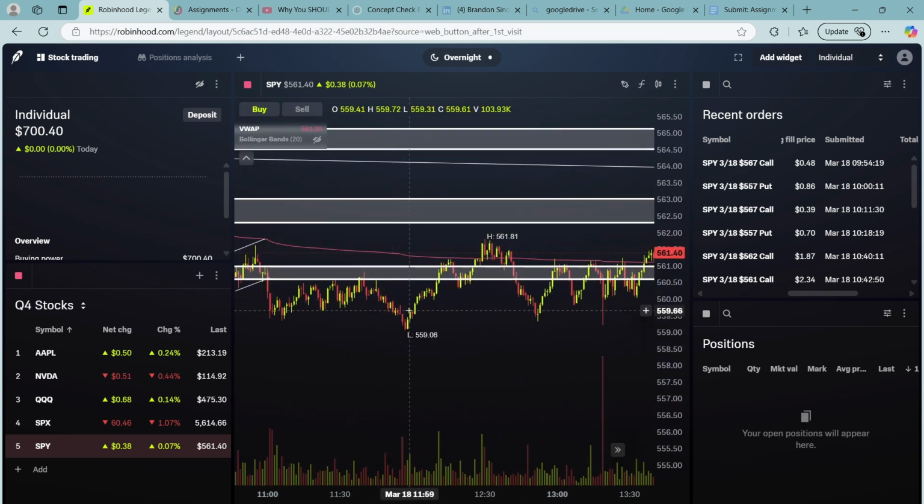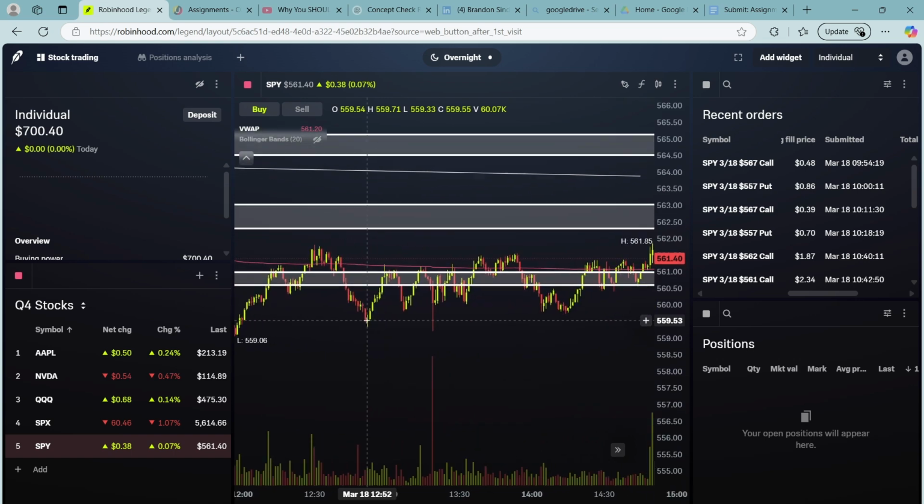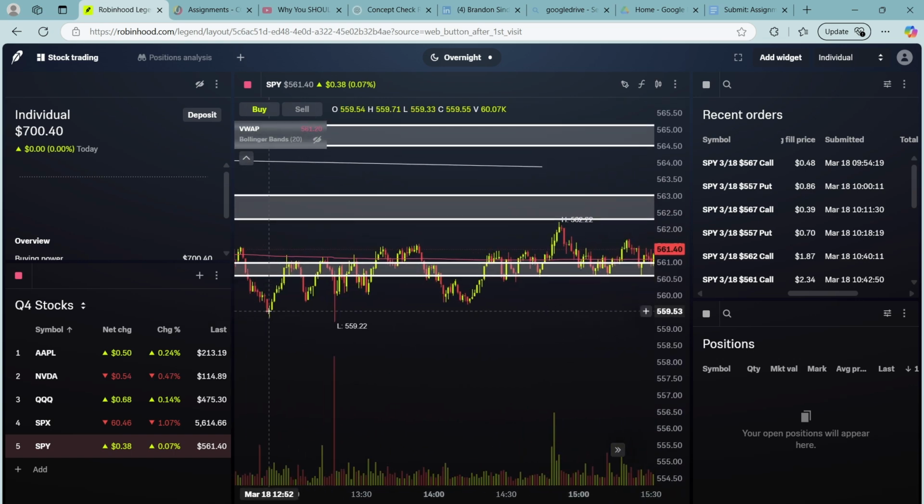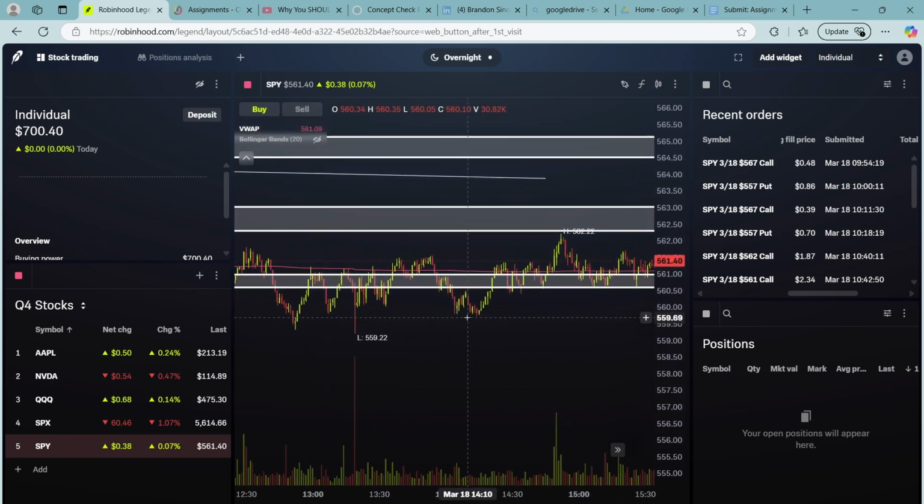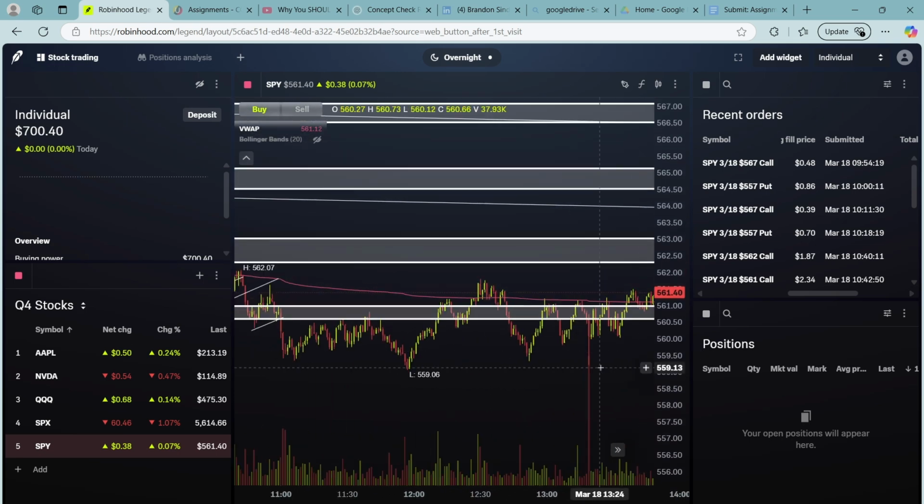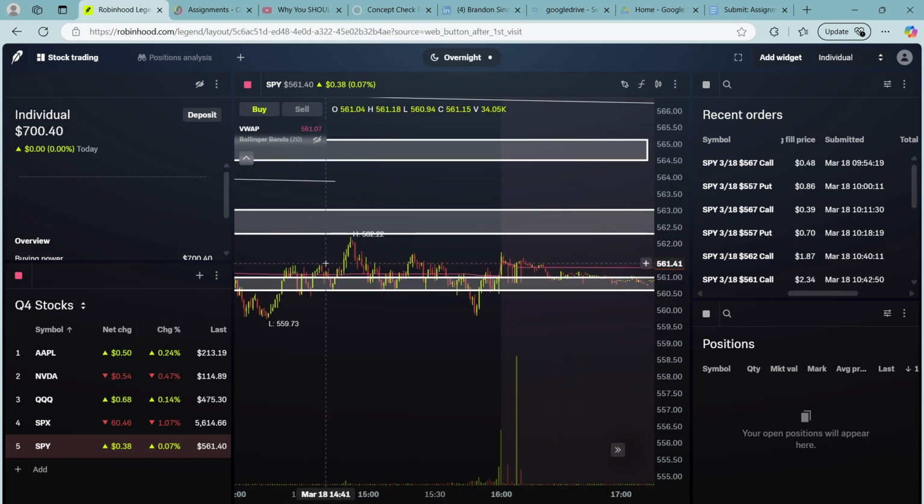And I still have money left, but I wanted to make sure there was confirmation. So literally, I'm waiting the whole day for it to make a higher high above everything it just made, and it never did. It never did. So I just held on to my calls for, I think, the majority of the day.